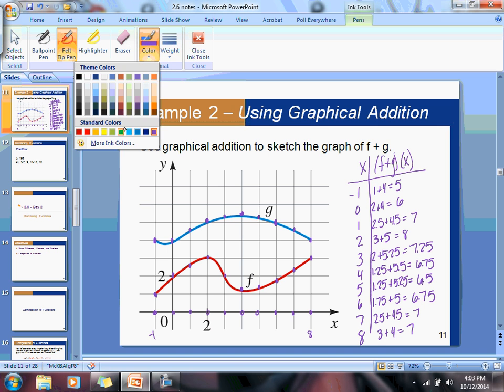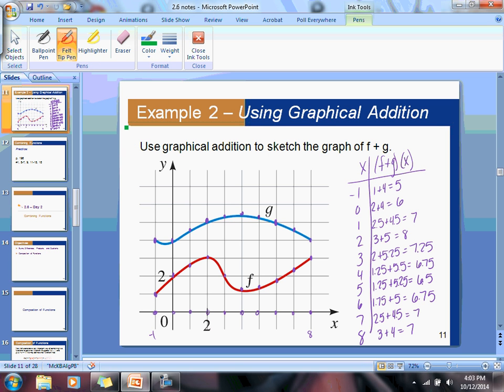Let me graph in a different color here. Let me do green. So at -1, I could do 1, 2, 3, 4, 5. And then at 0, I could go up to 6. And then at 1, I could go up to 7. And then at 2, I'd be going up to 8. So that's probably off my graph there. And then at 3, I'd be at 7.25, so maybe right about there. And at 4, I would be at 6.75.